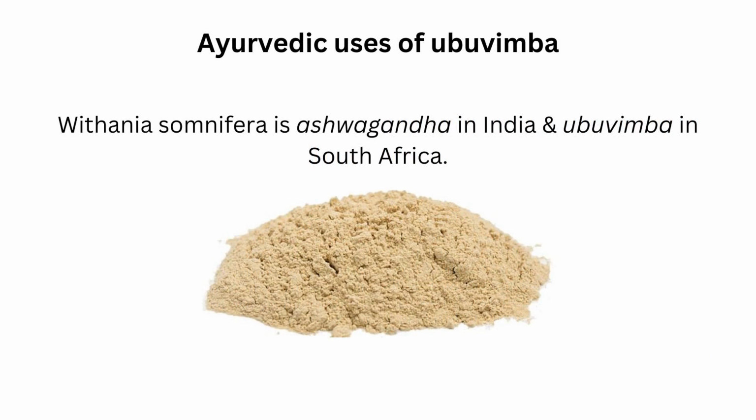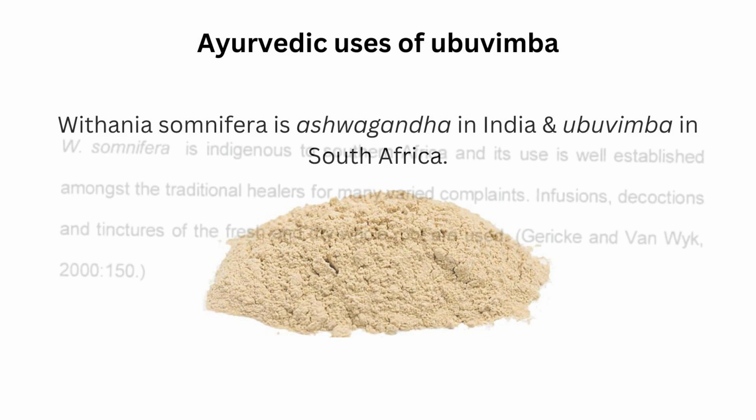So, when coming to South Africa, let's look at the uses of Ubuvimba. Ashwagandha is also used in South Africa, and in South Africa, it is called Ubuvimba. I'll refer to the uses mentioned in articles, but in South Africa, there isn't as much research on the uses of plants as I've noticed there is in India. Even though in South Africa there's a lot of people that use traditional medicine, much of the indigenous knowledge about plants is still very much protected.